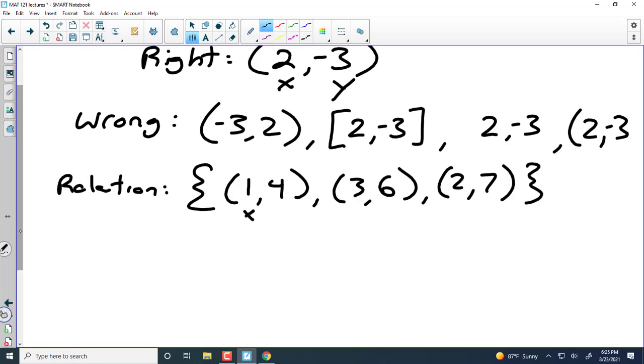For each one of these ordered pairs, the first value is x and the second value is y. And that's it: (1, 4), (3, 6), and (2, 7). Sometimes with a relation, you can find the rule of how one goes from the first number to the second number. Other times it's just a list of ordered pairs. So don't try to figure out how these two numbers are related unless someone specifically asks you to, because I just wrote these up here randomly.